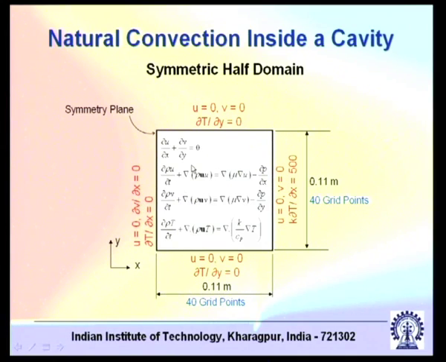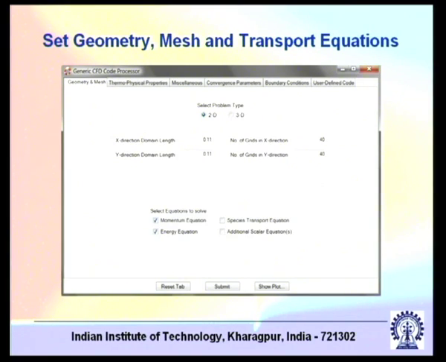So it is very important to ascertain what will be the types of the boundary conditions, and then let us try to implement this problem. So set geometry, mesh and transport equation. First it is a 2D problem, so we have selected 2D, x direction domain length, y direction domain length. See, always use consistent units. You do not expect that any unit conversion will be done internal to the code. So whatever unit you are using, you will just be giving numbers, so you have to make sure that you are using consistent units. Then specify the number of grids along x direction and the number of grids along y direction.